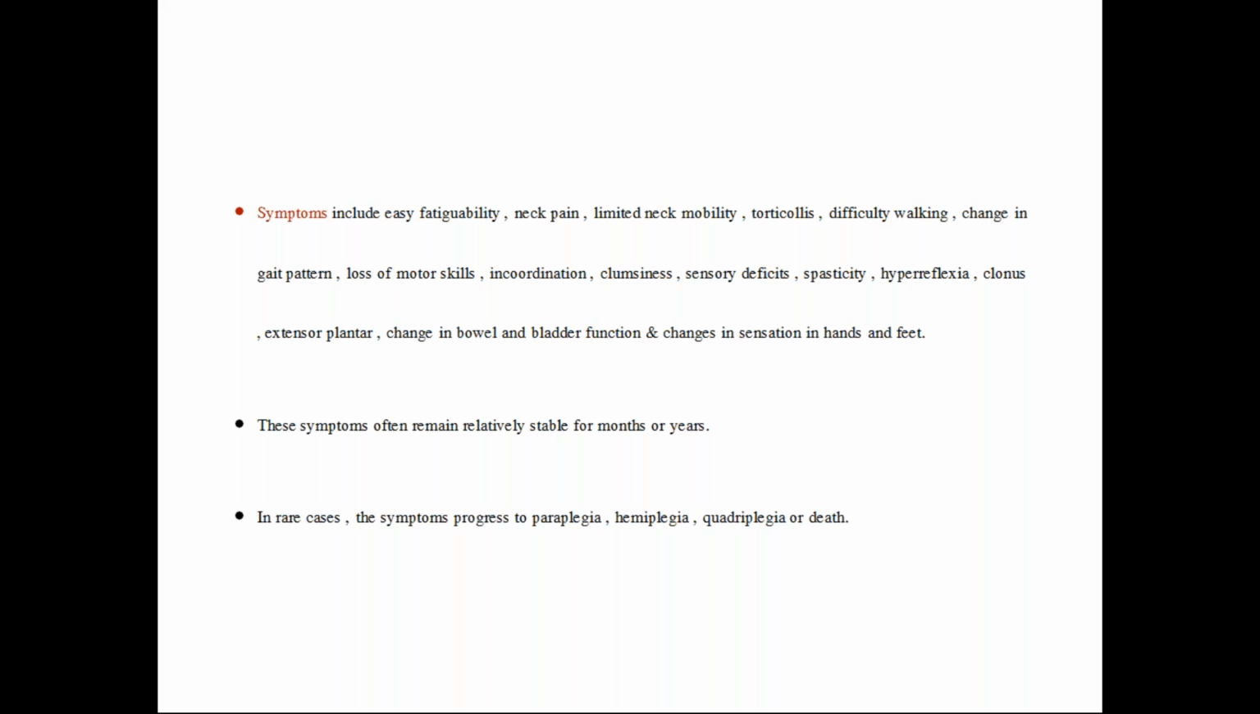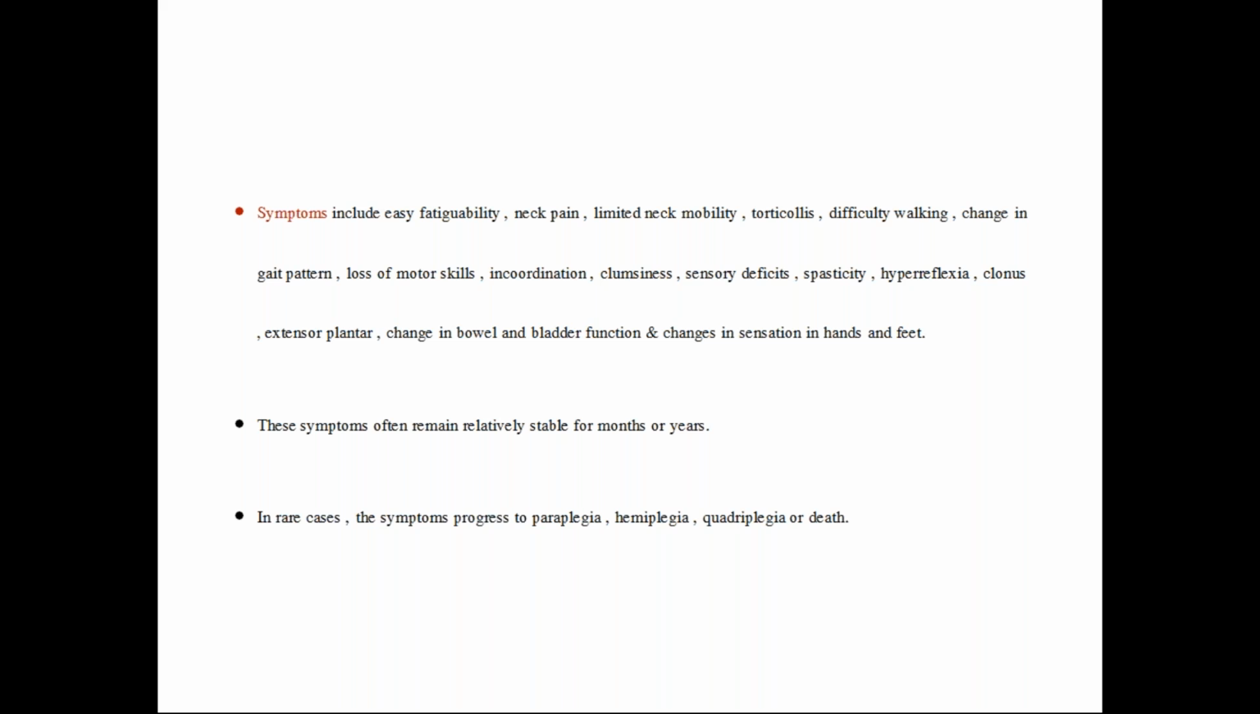Presence of any sensory deficits or presence of spasticity or hyperreflexia. If spasticity is there, tone is increased, hyperreflexia is common, and clonus will be present. And extensor plantar, any plantar extensor except in physiologic forms like sleeping children or those less than 1 or 2 years. And change in the bladder or bowel functions, and change in sensation in hands and feet. All these symptoms you should suspect as Down syndrome, and you should look for the facial features.